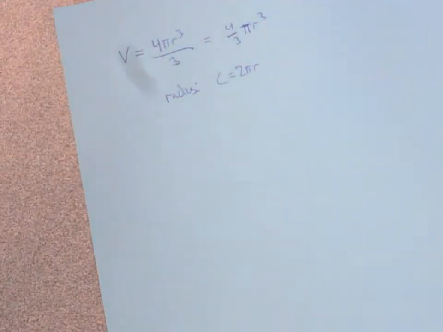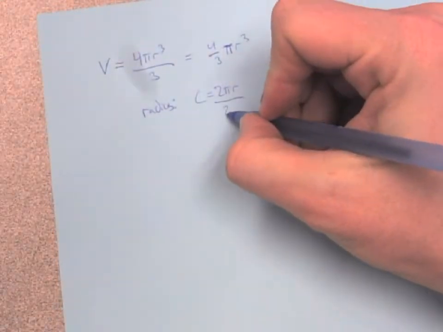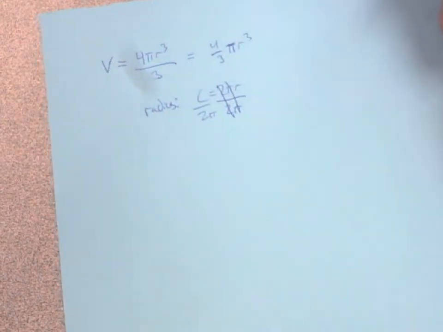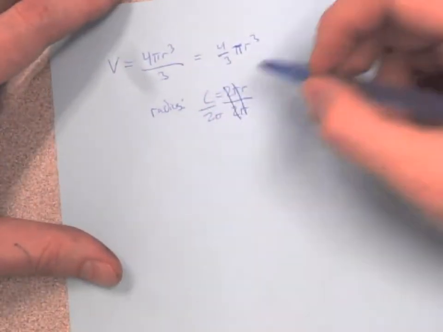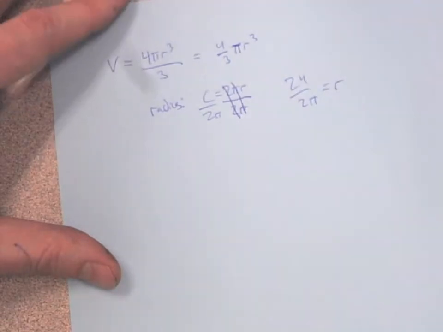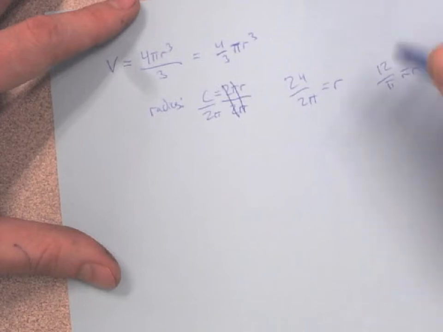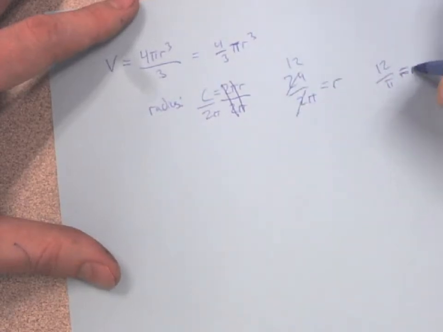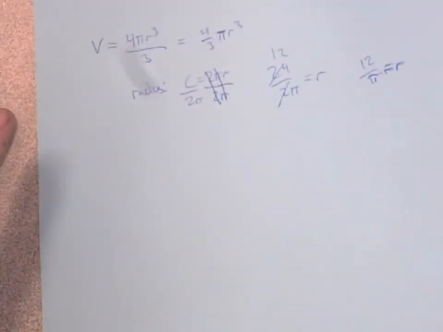So all we're going to do is solve for r. So divide by 2 pi, divide by 2 pi. These cancel. We also need to put in the actual numbers. This was a 24. So 24 over 2 pi equals r. So 12 over pi equals r. When I cancel out, 2 goes into 24 12 times. So there's my r as an exact number, not a decimal approximation yet.